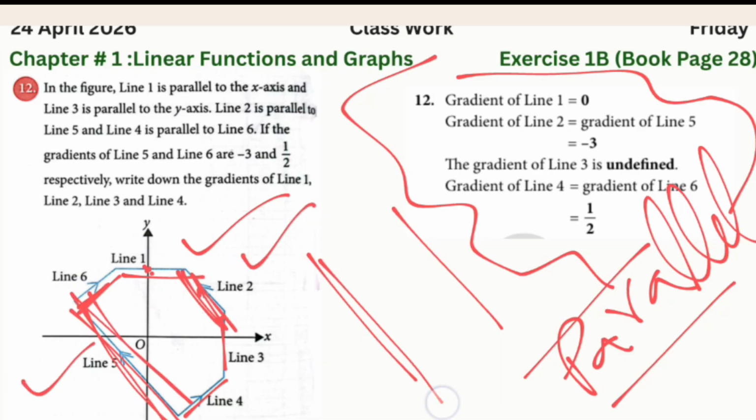Parallel means both are in front of each other in the same direction. This is known as parallel. So yes, we got minus 3 because 5 minus 2 is minus 3. Clear? Gradient of line 4 and gradient of line 6. I will be sharing this complete notes PDF with you so you can do the work. Clear?